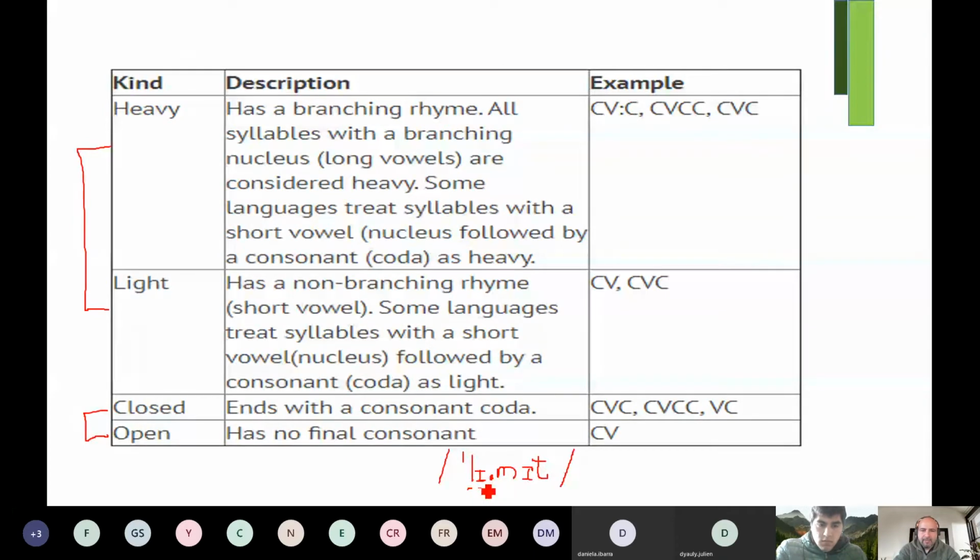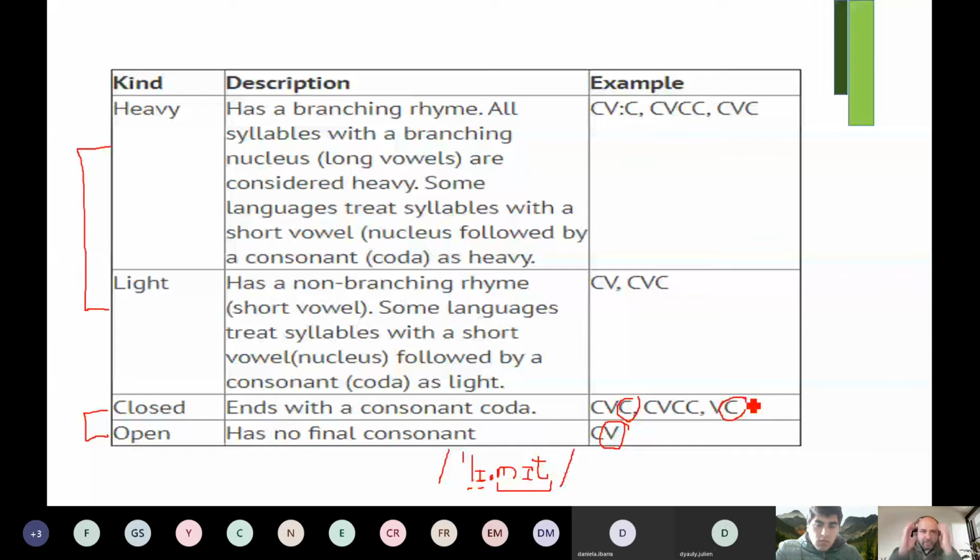The second one, mit, ends in a consonant in the coda. So this one, mit, should be called a closed syllable. If it has a coda, it's closed. If it doesn't have a coda, as with the first one, li, it's an open syllable. So open if it ends in a vowel sound or a diphthong, closed if it ends in a consonant sound. Okay, that's one classification for syllables, open or closed.